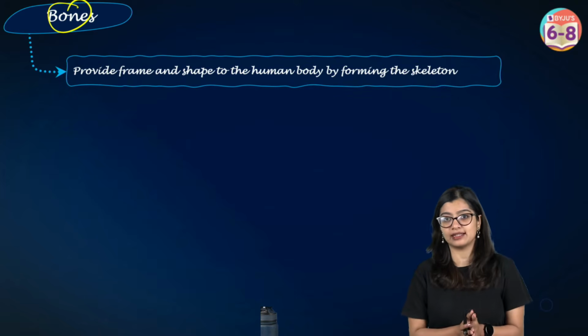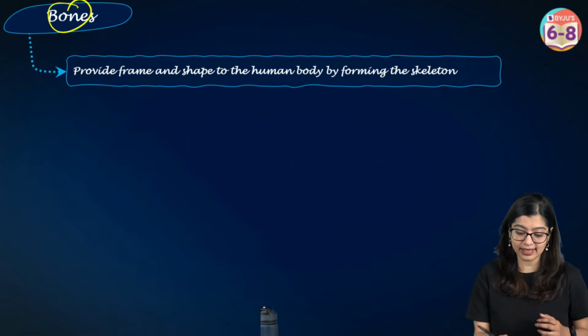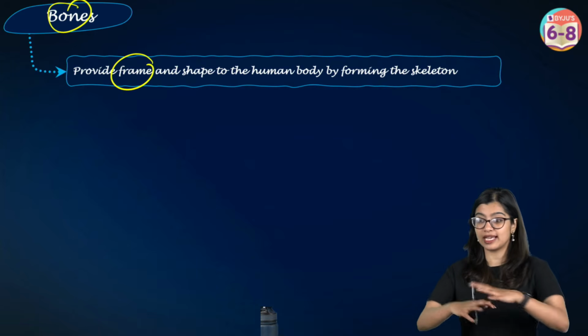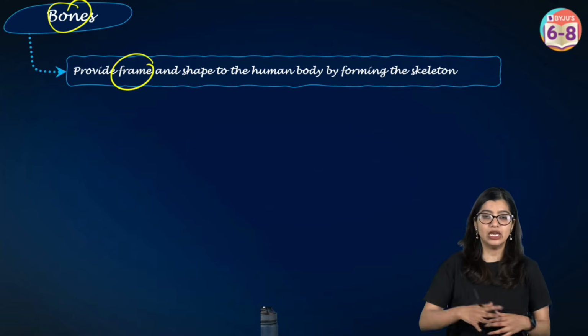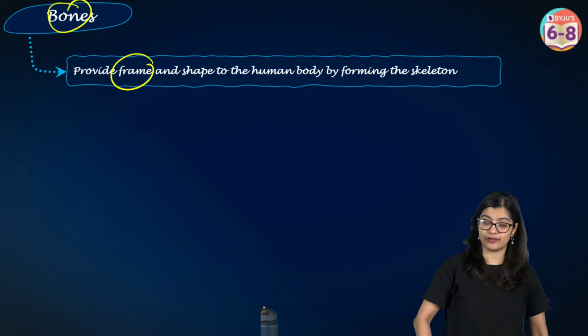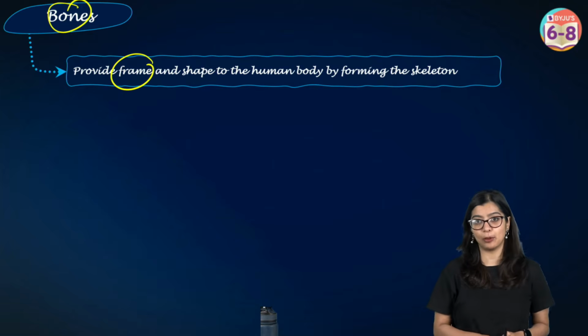So bones are hard, very strong structures. And we see that they are the ones which provide a certain framework to the body. And of course, they are the ones which give it a certain shape. So if my hands look a certain way, if my legs look a certain way, or if my body itself looks a certain way, it is because of the bones, right?